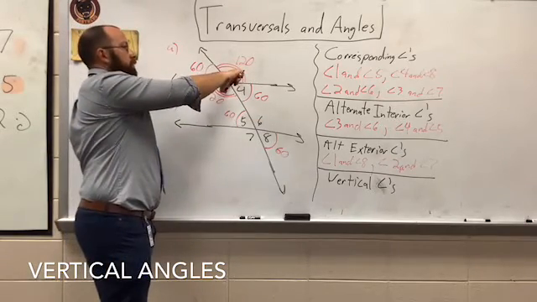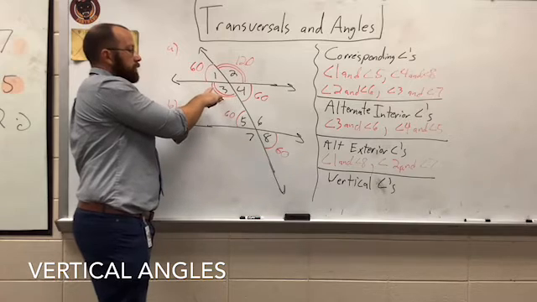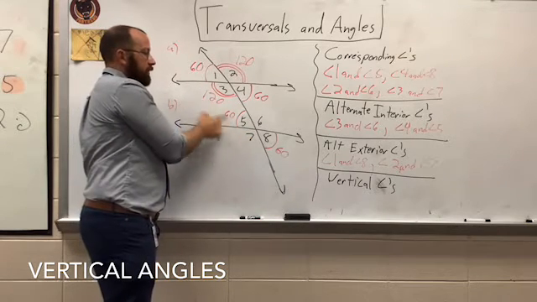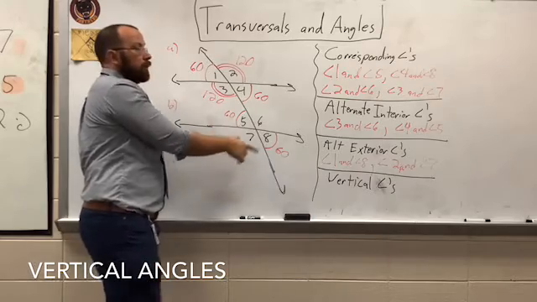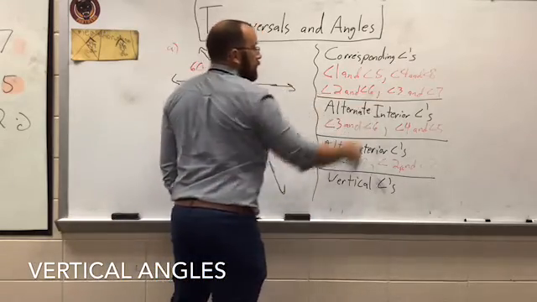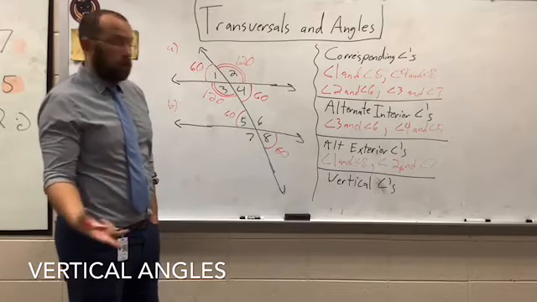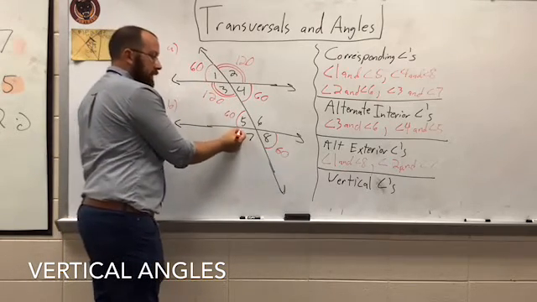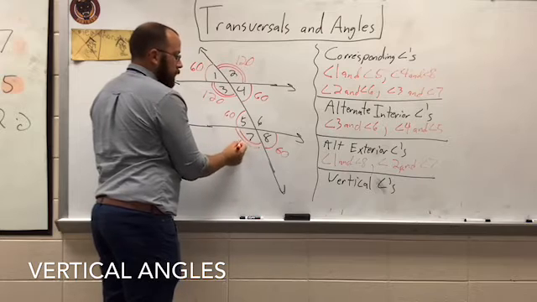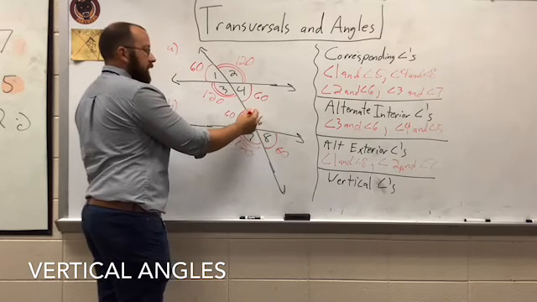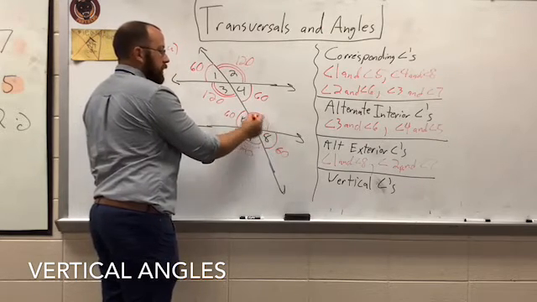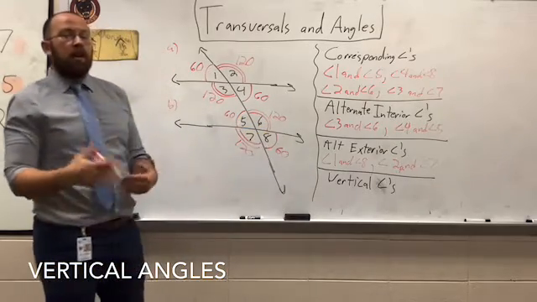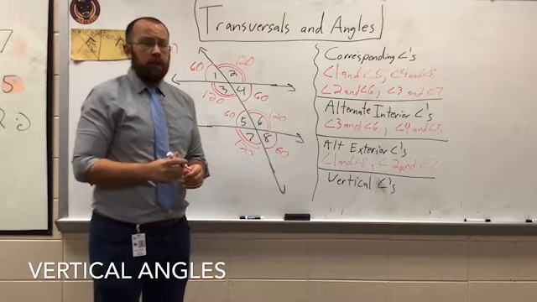Actually, we'll do it a different way. So 3 and 7, what type of angles are they? They're corresponding angles. Corresponding angles are congruent, or equal. So if 3 is 120, what is 7? 120. And then 6 has to be what? Based on vertical angles? 120. So you see how they all kind of relate to each other?